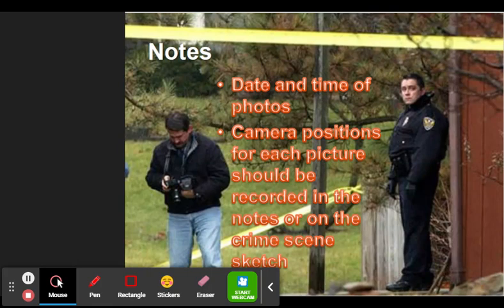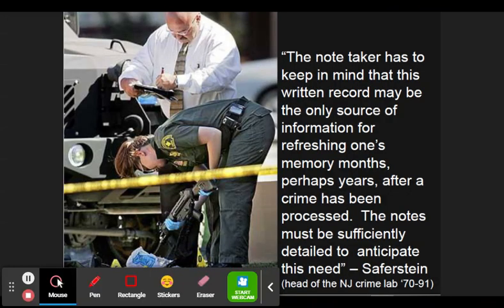The date and time of photos would need to be in the notes somewhere. Camera positions should be recorded so that if at any point they want to go back and look at that exact picture, they know where to stand. I don't know if you've ever seen crime scene photos where people, decades after, will go back and take the crime scene photos over again to show the progression of time in that crime scene area. If I can find any of those, I will show them to you because they're pretty interesting.